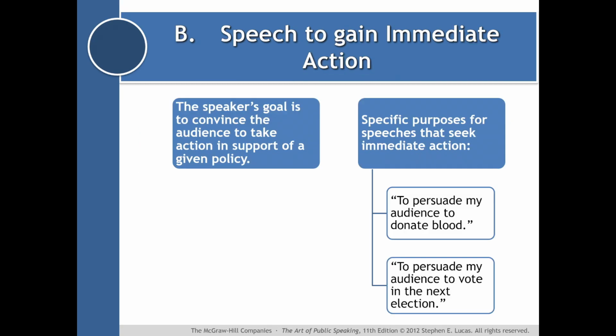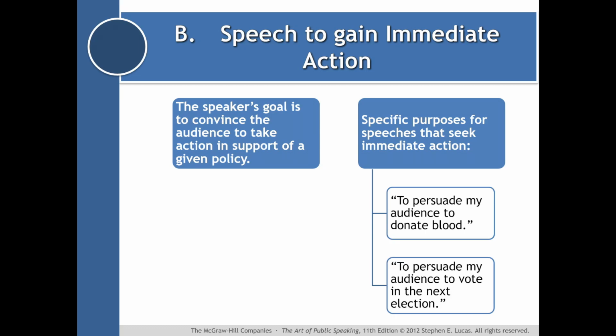On the other hand, a speech to gain immediate action is to convince the audience to take action in support of a given policy. Passive agreement is just you want them to agree with you. They listen to you, they agree, and then finish. But for immediate action, you want them to do something after listening to you. For example, in political speeches, you want them to vote for the correct person.